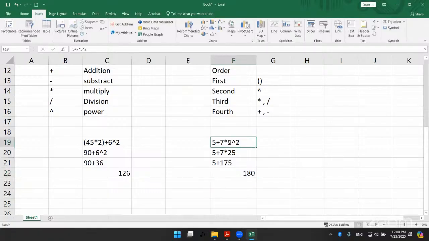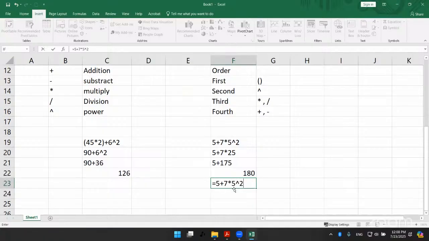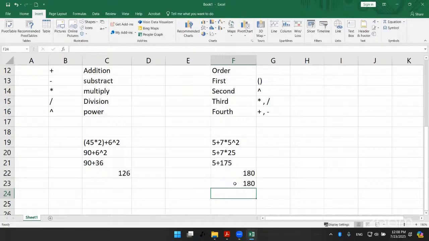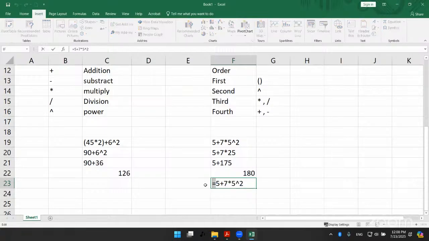Let's check. Yes, same answer. Actually, we need to put the equal mark before if we need to get the answer. But here I didn't put it because I just need to show you the equation like a text. Okay, that's why I didn't put the equal mark. So likewise, there is an operator order.